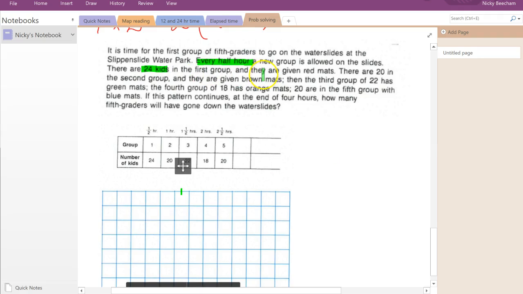24 in the first group. 20 in the second. 22, 18, 20 in the fifth group. So we've got 5 different groups of different sizes. And then the information says, if this pattern continues at the end of 4 hours, how many fifth graders will have gone down the slide? So how many is what they're asking you. Everyone with me still?